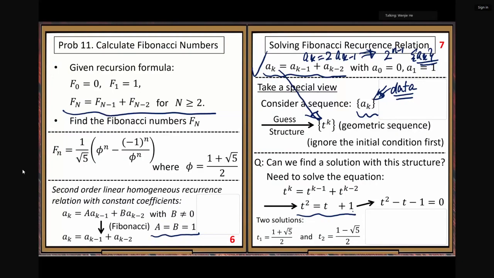There are two possible solutions. So for two possible solutions, the question is, which one should we use? Which solution should we use?